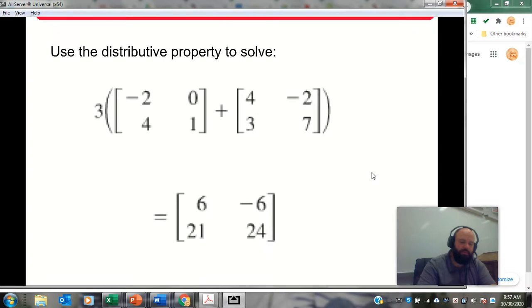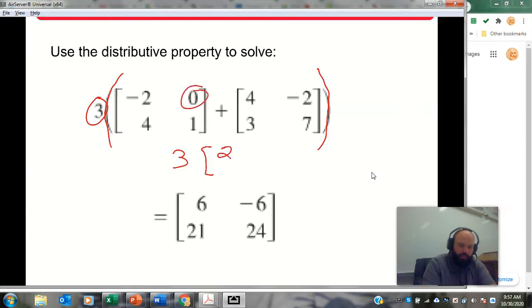Now this one says use the distributive property to solve. So what I would actually do first here is I would follow PEMDAS and I would work inside of the parentheses. So you still have this scalar on the outside, this 3, that we're going to leave on the outside, but we're going to combine the first two matrices and we're going to add the corresponding elements. So we have -2 and 4 right there. Those two are going to add together to give me 2.